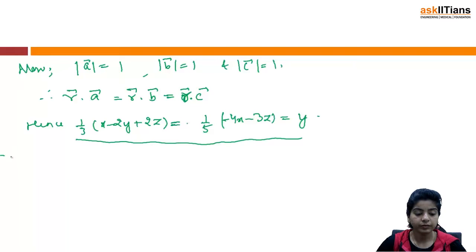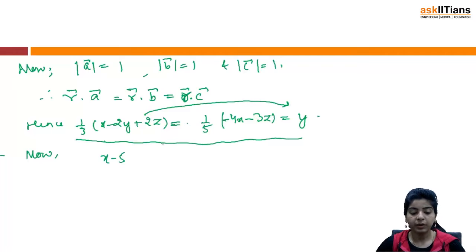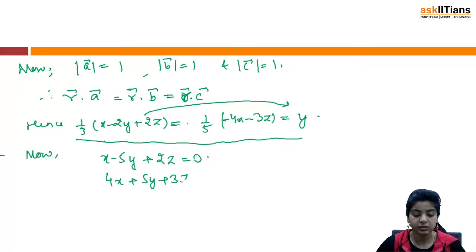Now from these two, I can take the first and the second. So from these two I get x minus 5y plus 2z is equal to 0. And from the second and third, what do I get? Minus 4x, I take it to that side, so I have 4x plus 5y plus 3z is equal to 0. This is what I get. Now what I can do is solve these two.